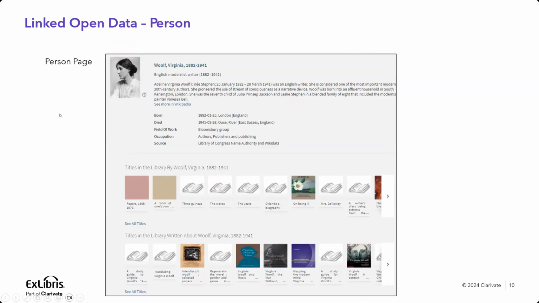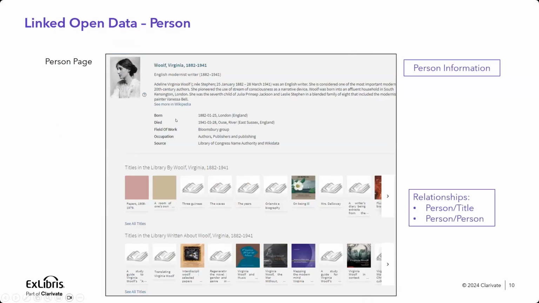And we're getting back to the presentation. So that's what we saw in the person page. We have first the person information, then the different relationships.